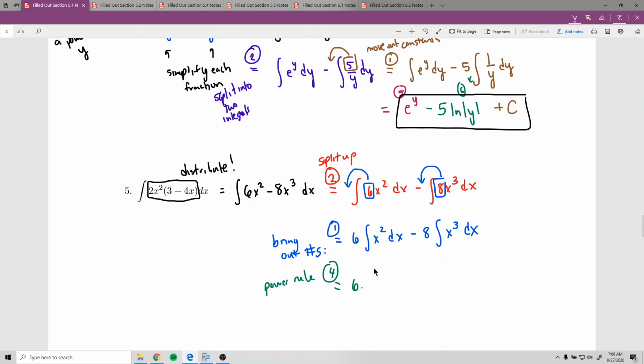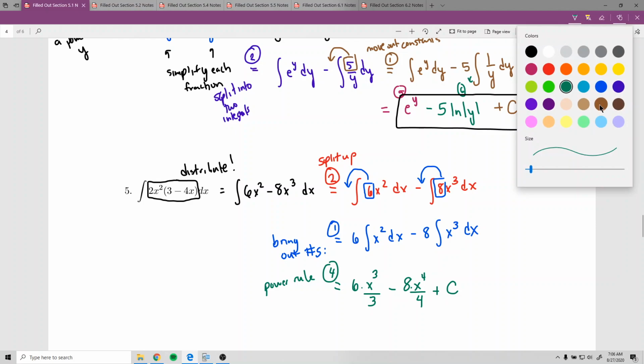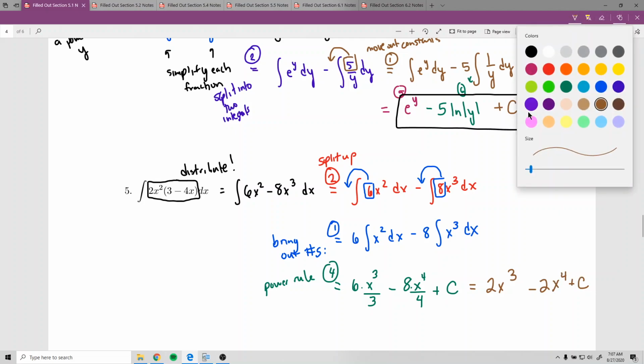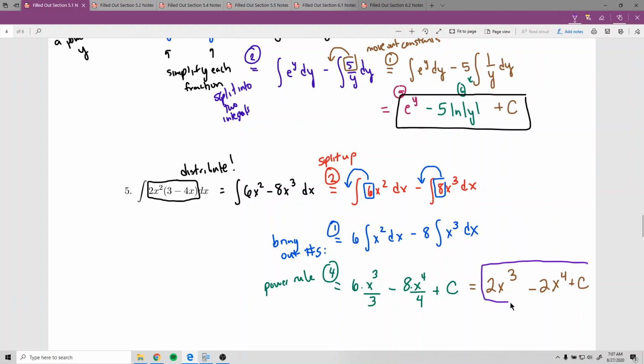And again, the power rule for integration: we add 1 to the power, we get 3, and we divide by the new power. And then the integral of x cubed, we get x to the 4th, and divide by that new power of 4. We have our plus C at the end. And because I can actually simplify the numbers here, I'll do that. 6 over 3 is 2, so we get 2x cubed, minus 8 over 4 is also 2, so we get 2x to the 4th, plus C. And that is our integral.